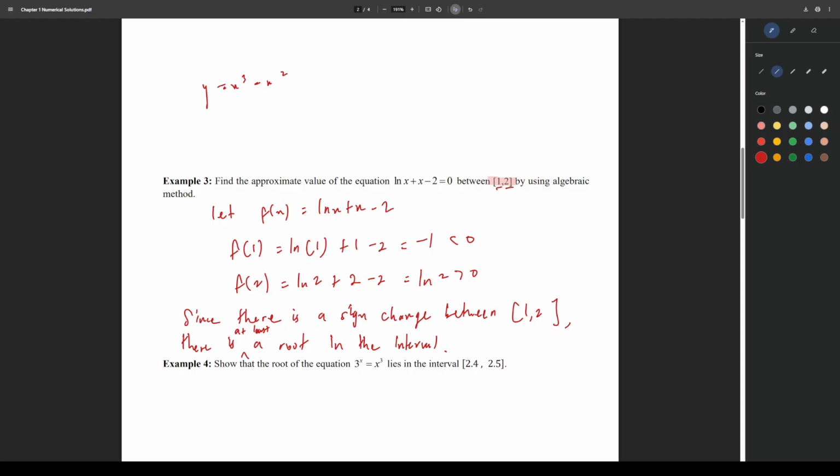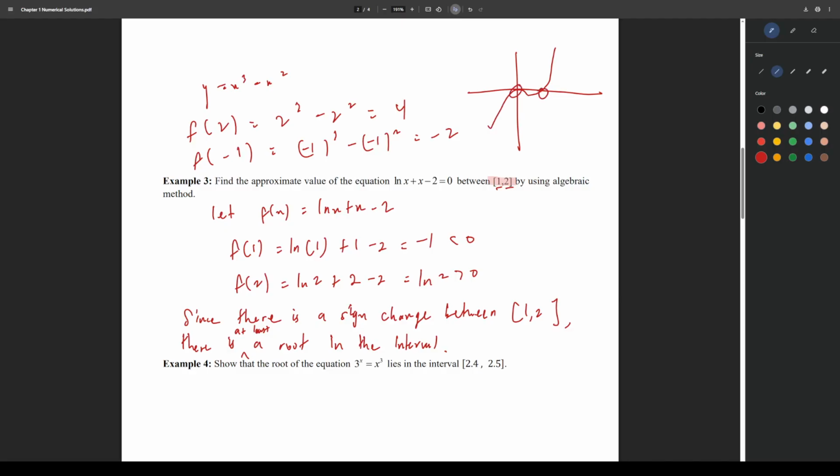So kalau kamu masuk kat sini, f(2) contohnya, kamu akan dapat 2 cube minus 2 squared, which is 8 minus 4. Kalau kamu masukkan negative 1, contohnya kat sini, negative 1 cube minus negative 1 squared, kamu akan dapat negative 1 minus 1, negative 2. Kena ada sign change kan, satu positif, satu negatif. So maksudnya ada satu root. Tapi kalau kamu tengok function dia, kamu sketch, sebenarnya ada dua root kat sini. Graf dia macam ni. So sini ada dua root. Kan, there's at least one root lah.